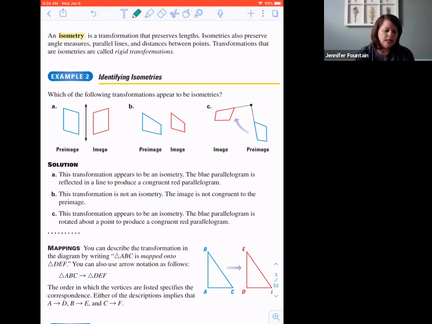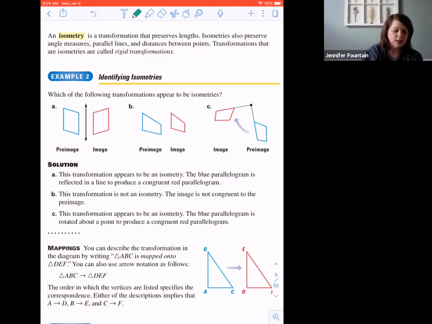Okay. What was the last blank? I think I missed that one. Are you talking about the last one right before where it says draw? Yeah. We haven't gotten there yet. Okay. We just finished up transformations or isometries. Transformations that are isometries are called rigid transformations. We're getting ready to get to the next section where it talks about mappings.